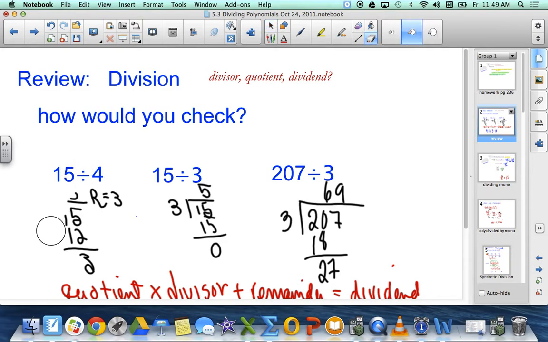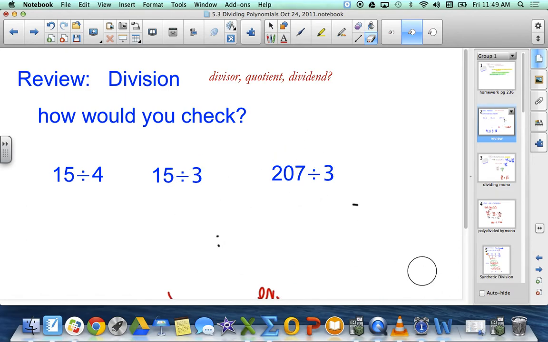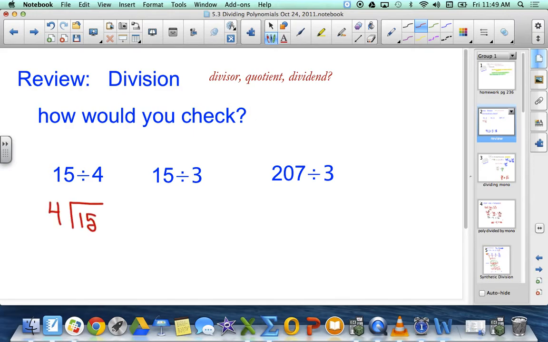Alright, so what I would like to do first is to go over some basic division problems just to refresh your brain about division. So you'll notice up here I have 15 divided by 4. Four into 15 goes 3 times and we get 12 with a remainder of 3. So, is 4 a factor of 15? No. 4 is not a factor of 15 because the remainder is not 0.